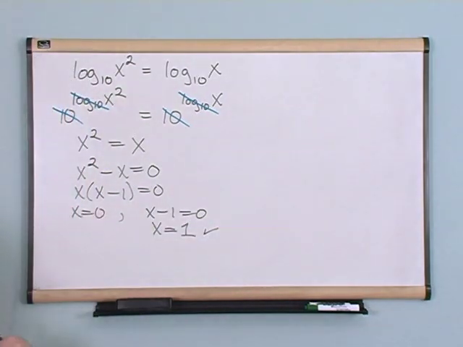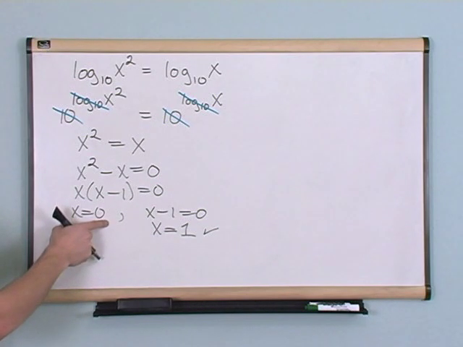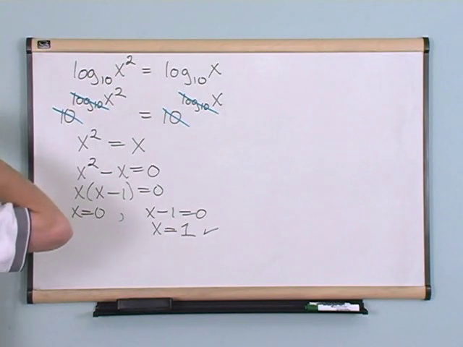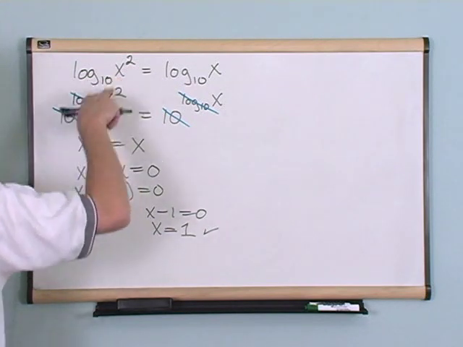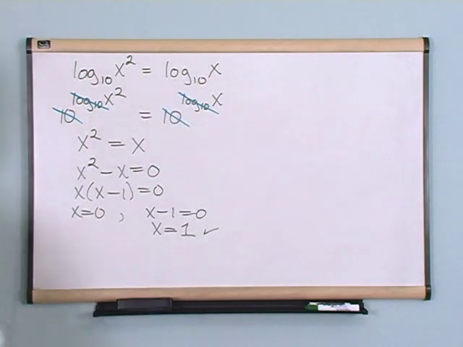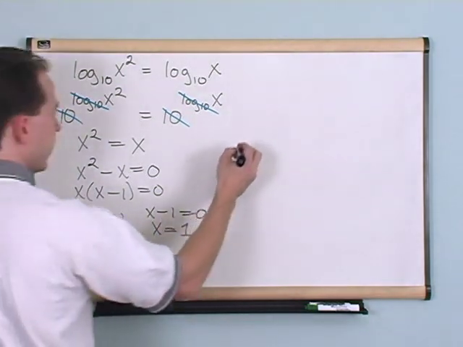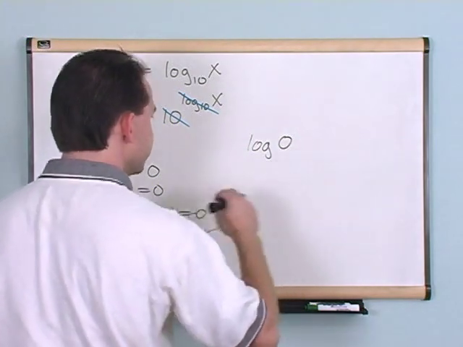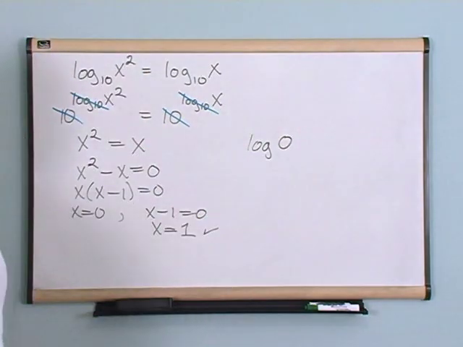Now let's check this one. At first glance, this looks like it's perfectly fine to do. If I put x is equal to 0 here, it'd be log of 0, and if I put x is equal to 0 over here, I'd also have log of 0. So it looks like that would work. But you'll find out that you cannot take the log of 0. It's undefined. And we'll talk about it in a minute when we get to the plot.